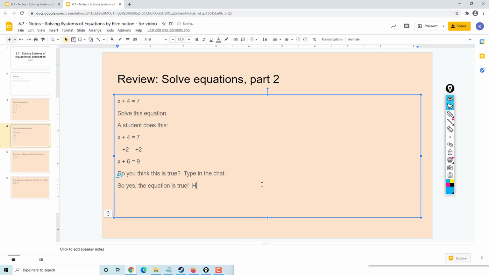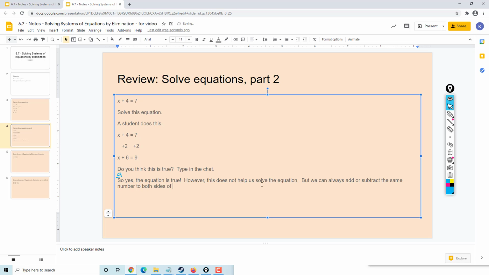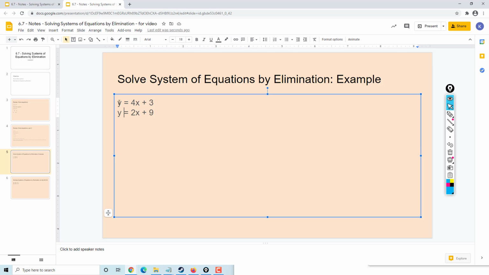However, this does not help us solve the equation. But we can always add or subtract the same number to both sides of the equation. That's always okay. All right. This is going to help us here.